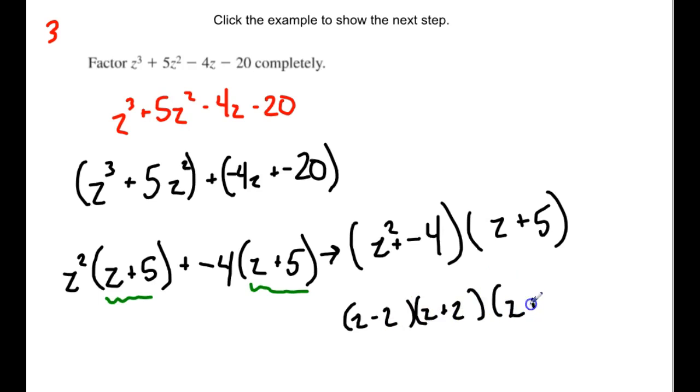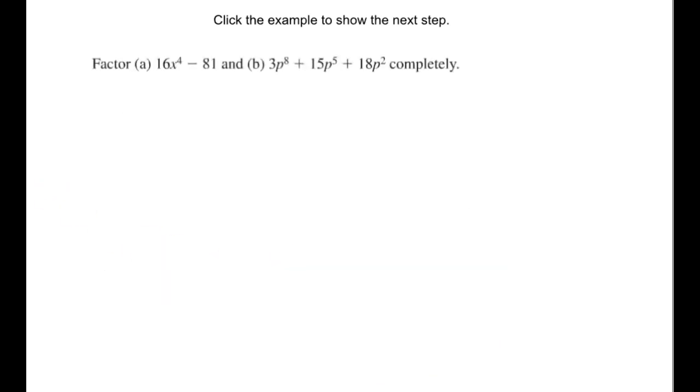And this last z plus 5 just stays the same because it can't be factored any further. So now that I'm here again, I double check, make sure there's nothing else I can factor before I'm completely done. Okay, so now we're going to be looking at some quadratic forms. So this is example number 4.